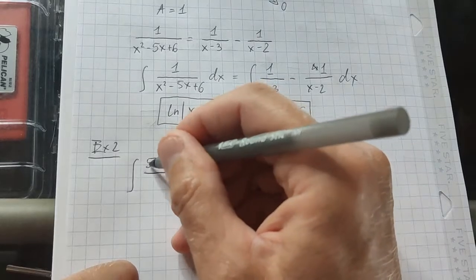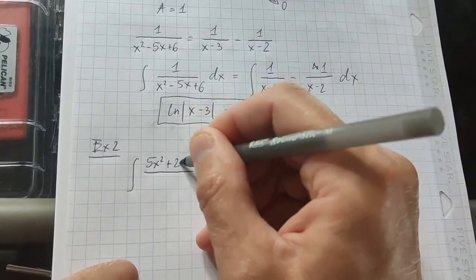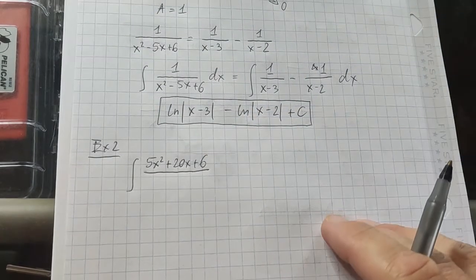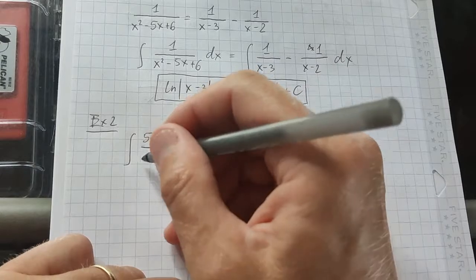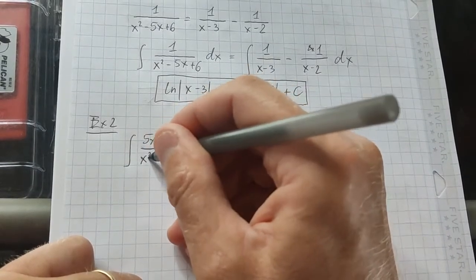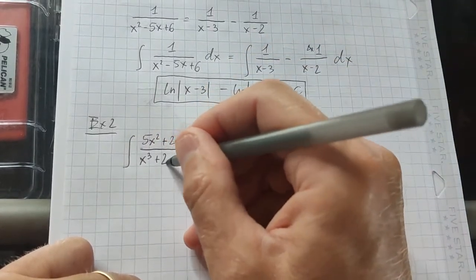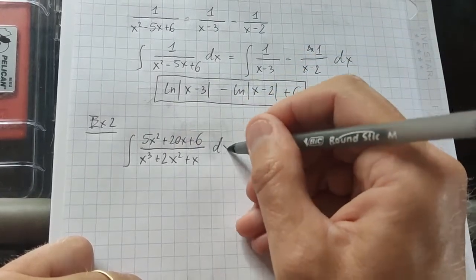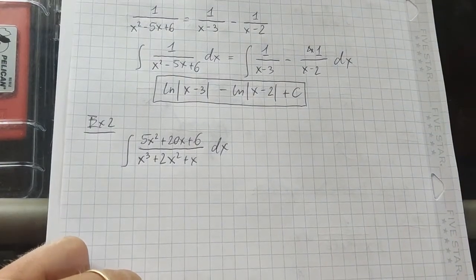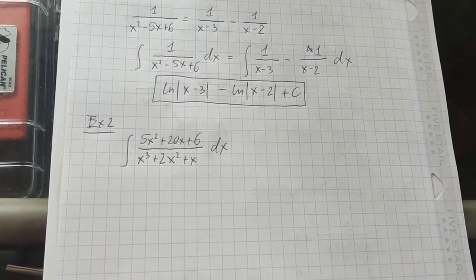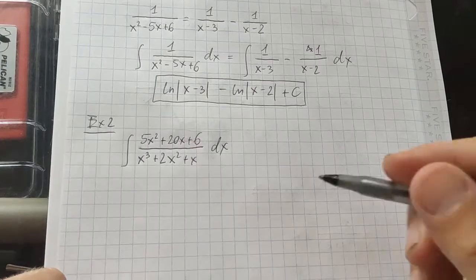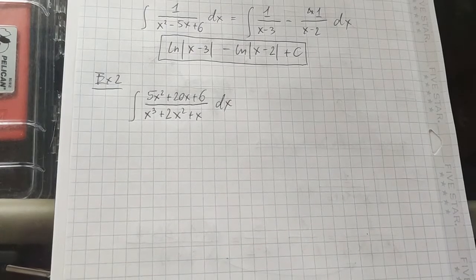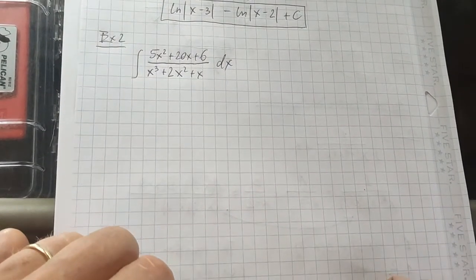Looks like this. So I have 5x squared plus 20x plus 6, and here I have, let's do something like this, x cubed plus 2x squared plus x. Okay, quite difficult, right, looking integral, but we have our new tool, right, partial fraction decomposition, and let's use it.